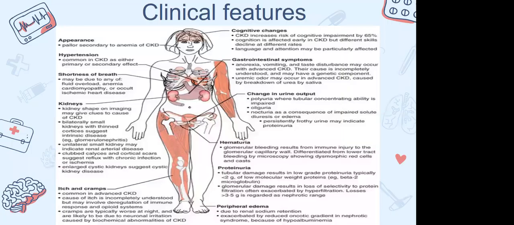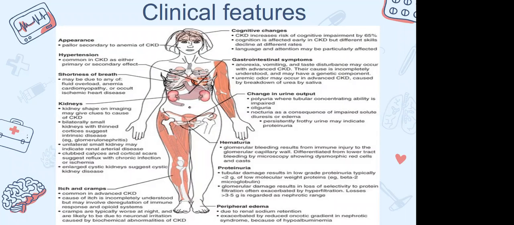Next, this also summarizes the clinical features of chronic kidney disease. As you can see from the appearance, usually the patient looks paler due to anemia, with hypertension and shortness of breath. And from the kidney point of view, when you do the imaging, sometimes it can give clues such as bilaterally small kidneys with thin cortices, like in glomerulonephritis, or maybe a unilateral small kidney, according to the etiology of the chronic kidney disease.